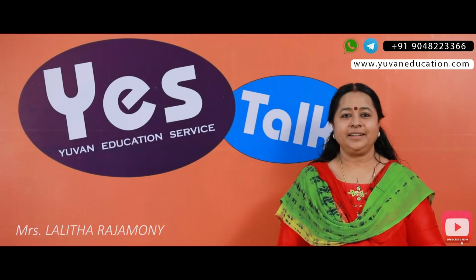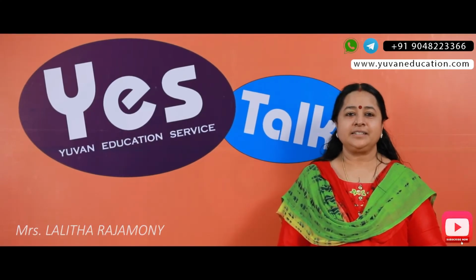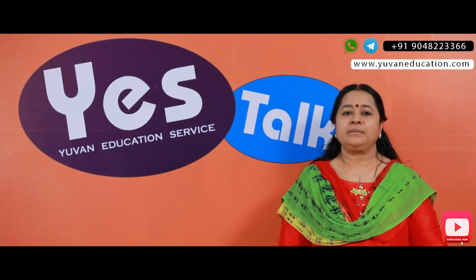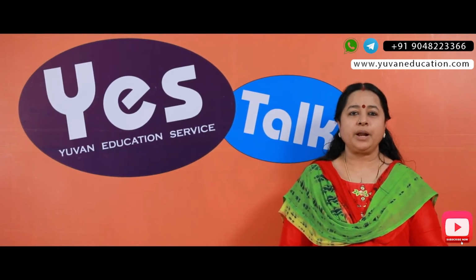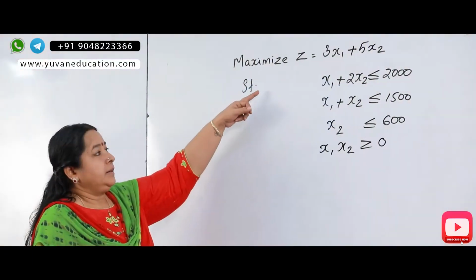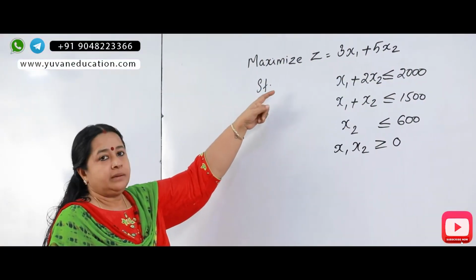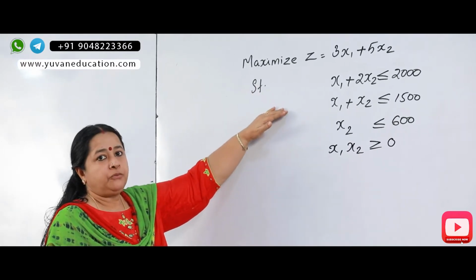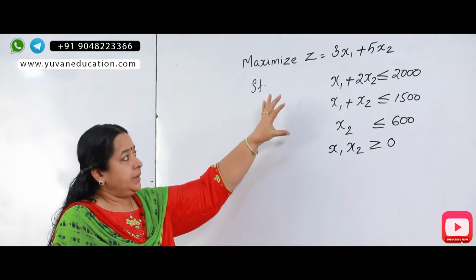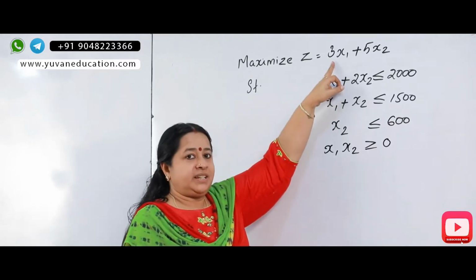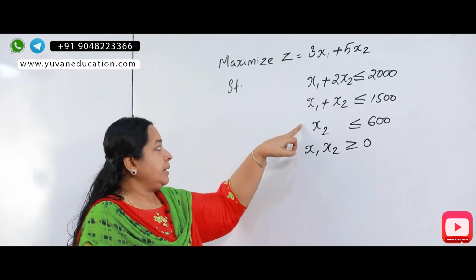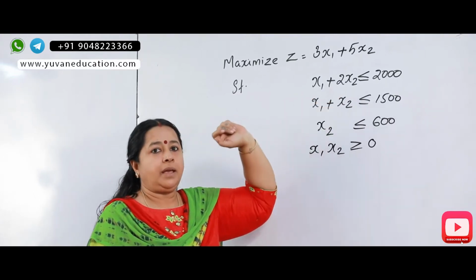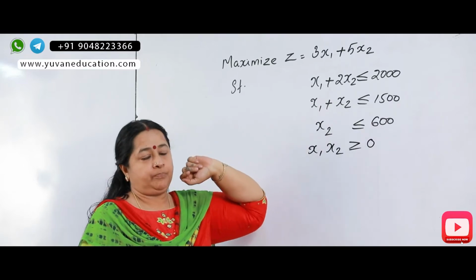Hi students, in today's class, let us discuss the graphical method with the help of linear programming problems. See, this is a linear programming problem, a formulation problem. We are doing a graph in this problem. See, this is a maximization, and there are three constraints and two variables, x1 and x2.